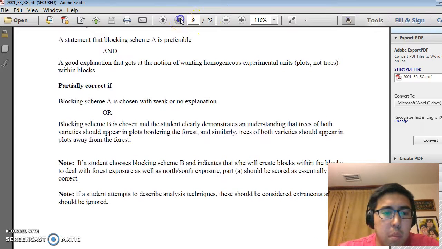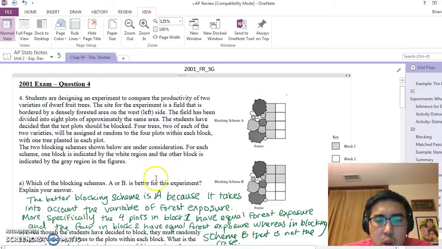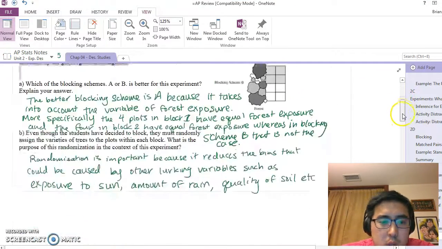Part B. Part B is essentially correct if the student clearly explains why randomization is important in the context of the problem. Okay. And partially correct if the student understands that randomization reduces bias and explains it in context, but does not make it clear that random assignment may favor one variety of tree. Oh, okay. Or the student has a correct explanation, but contextual interpretation is poor or inappropriate. Okay, let's look at my answer again. Sorry, it's not really your answer. Let's see if it's good enough.